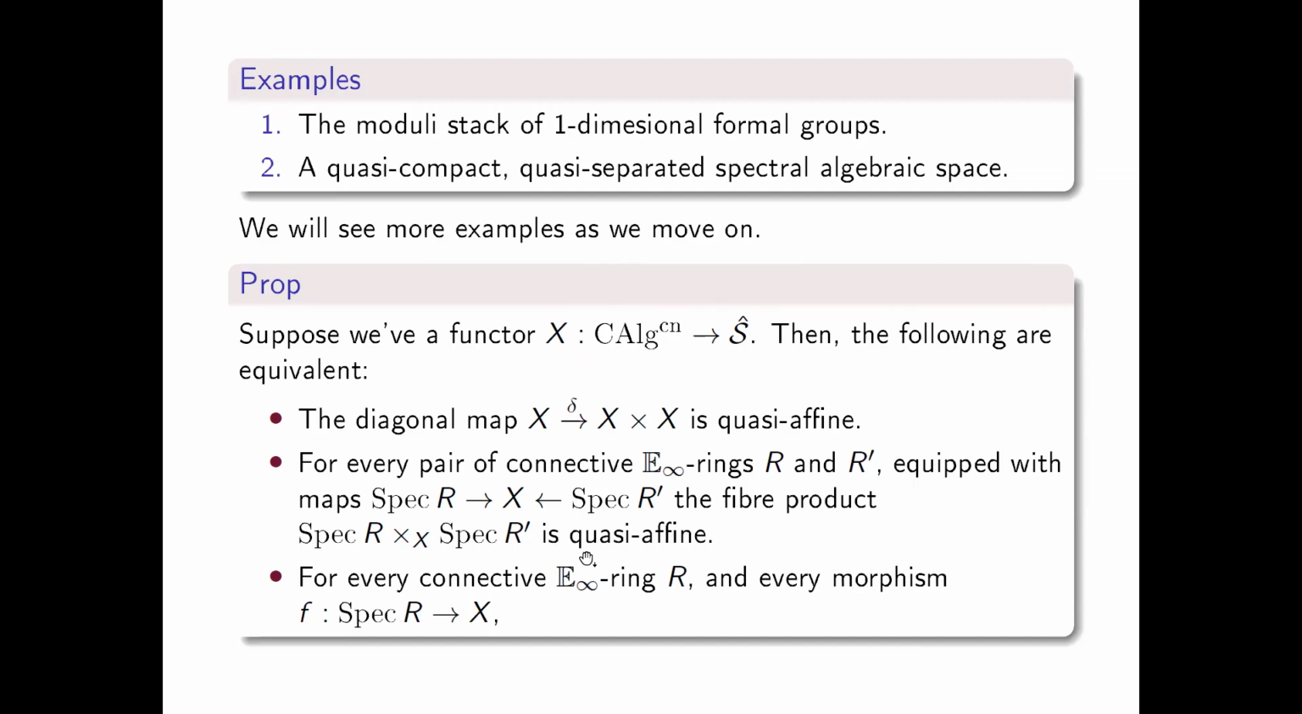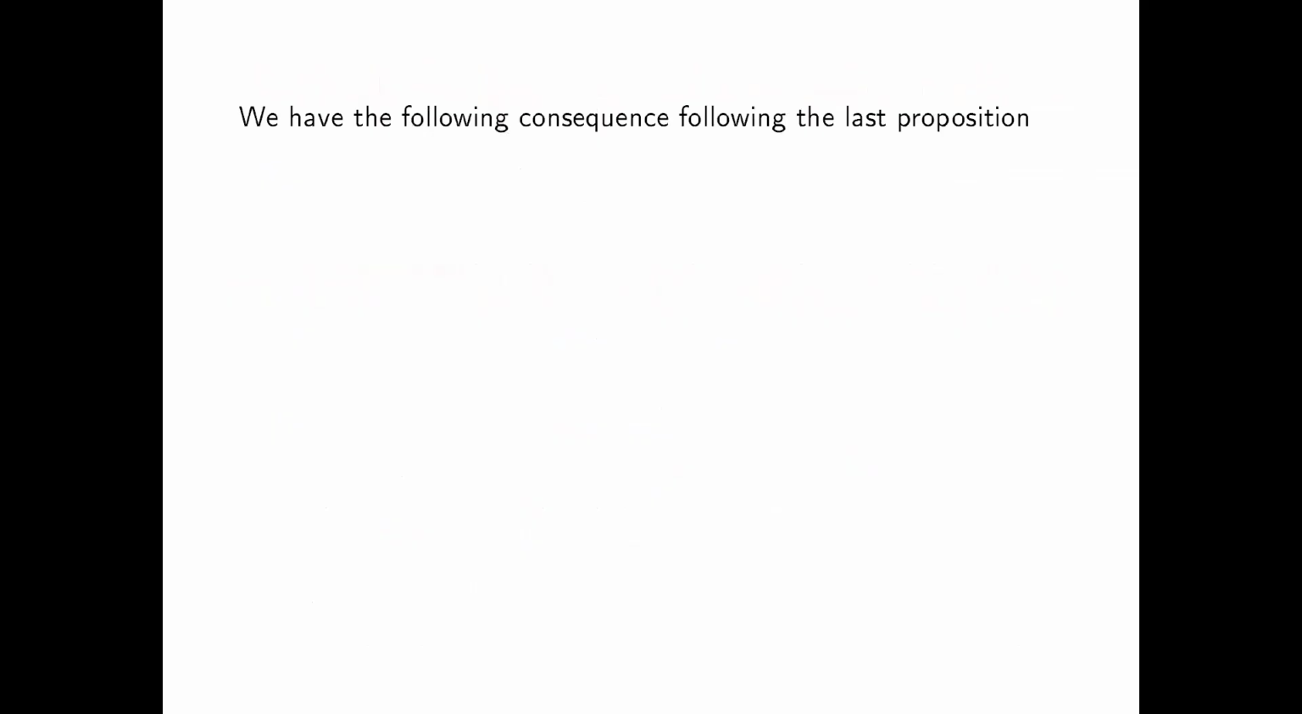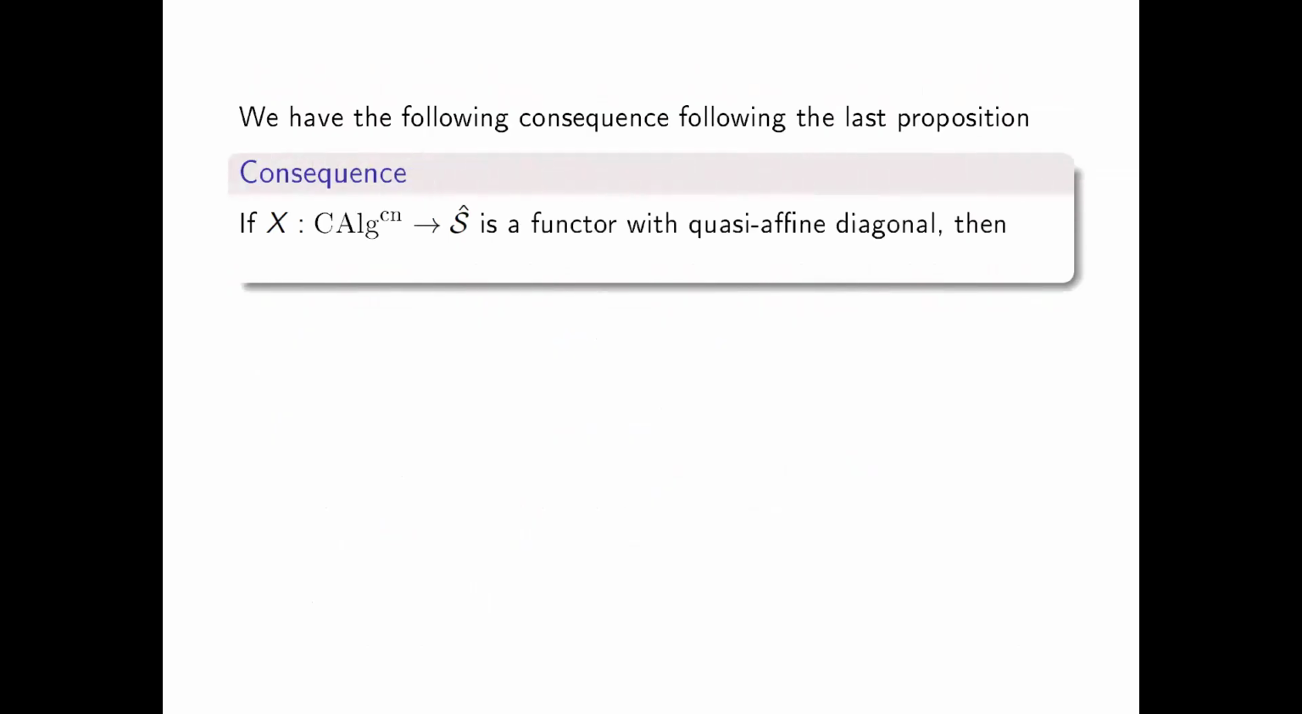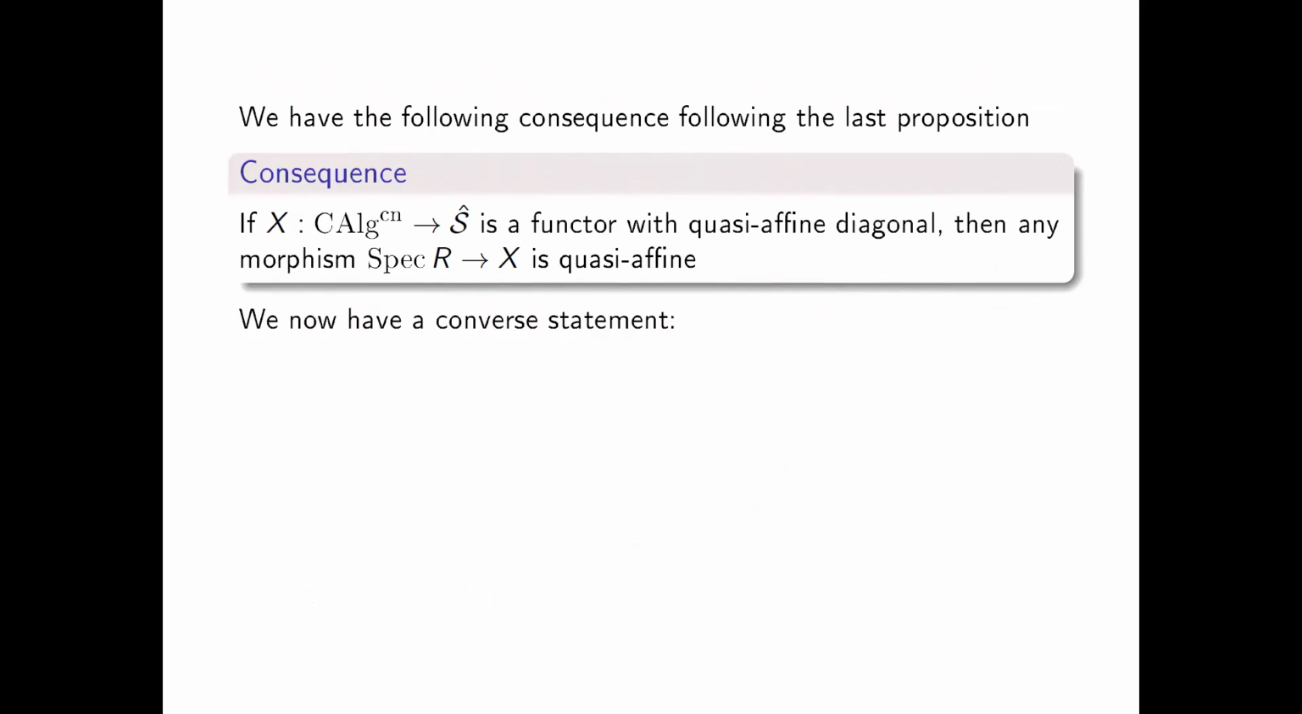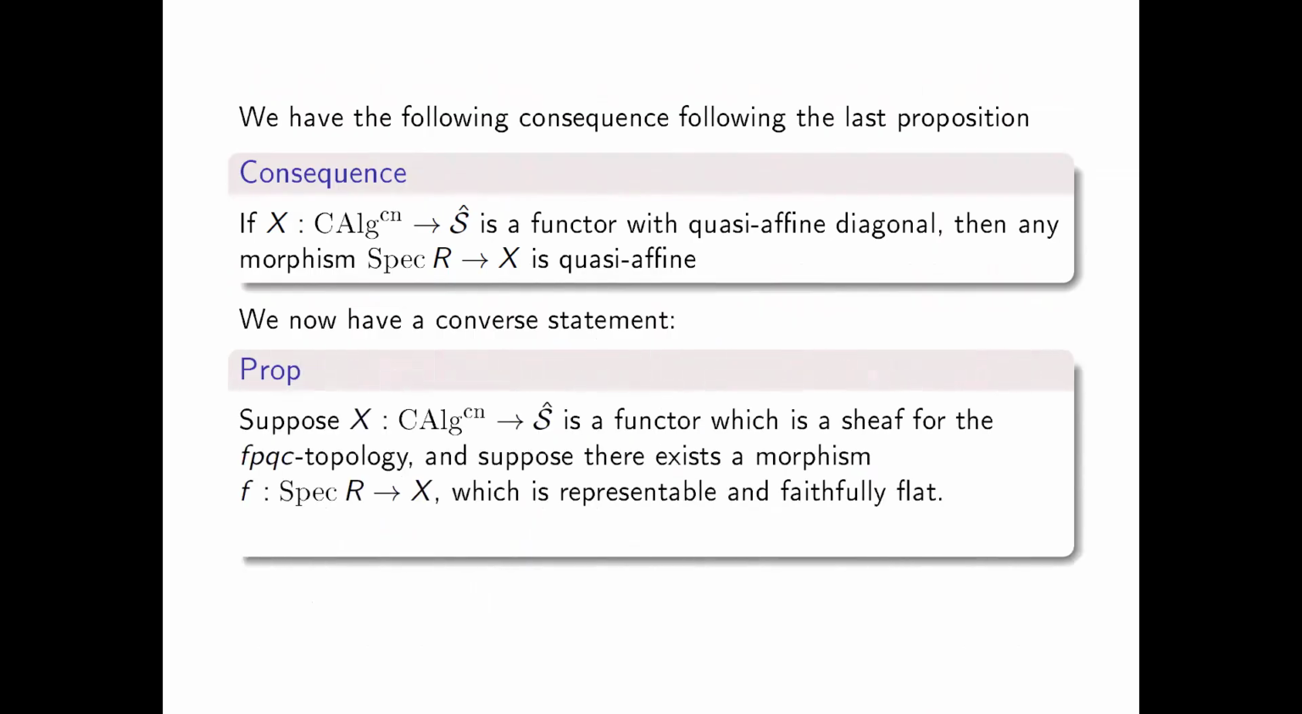So this just gives you an equivalent statement for what it means for the diagonal to be quasi-affine. It's pretty classical stuff. For every connective infinity ring R and every morphism from spec R to X, the morphism is quasi-affine. So far, so good. So here's a consequence. If you have a functor from CAlg^cn to S hat with a quasi-affine diagonal, then any morphism from spec R to X is quasi-affine, where R is a commutative ring.